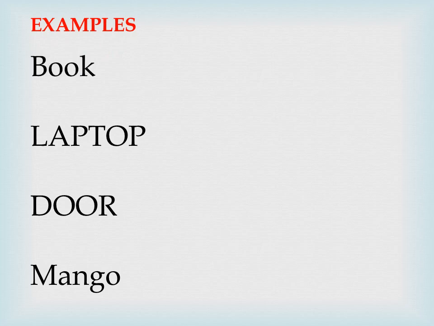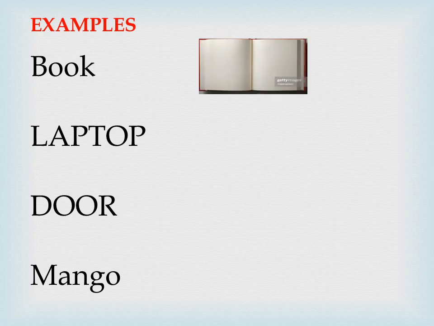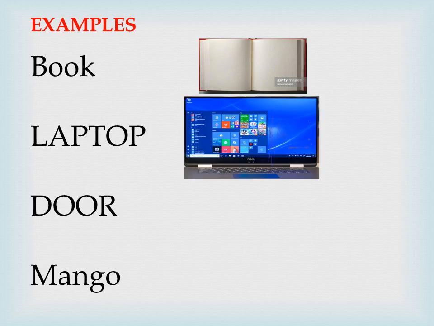Examples. First of all, book. Book is a thing which can be touched, which can be seen. Next one is laptop. Laptop can be touched. Laptop can be seen by the eyes. The sound of laptop can be heard by our ears.